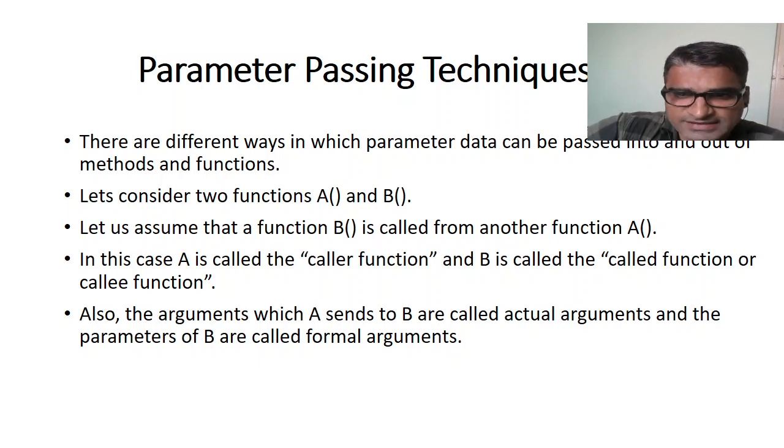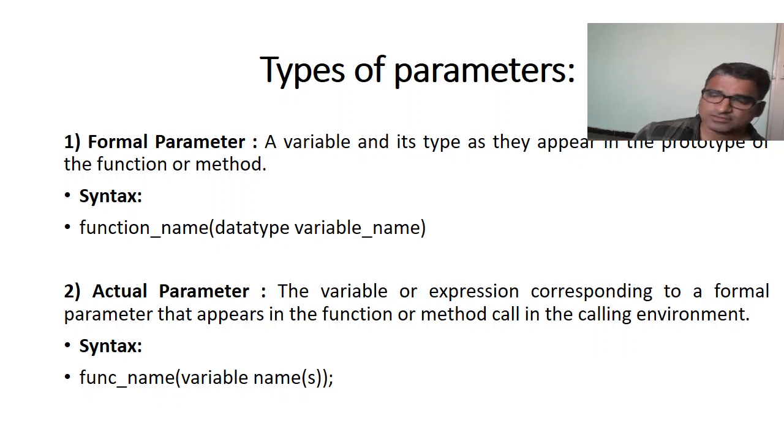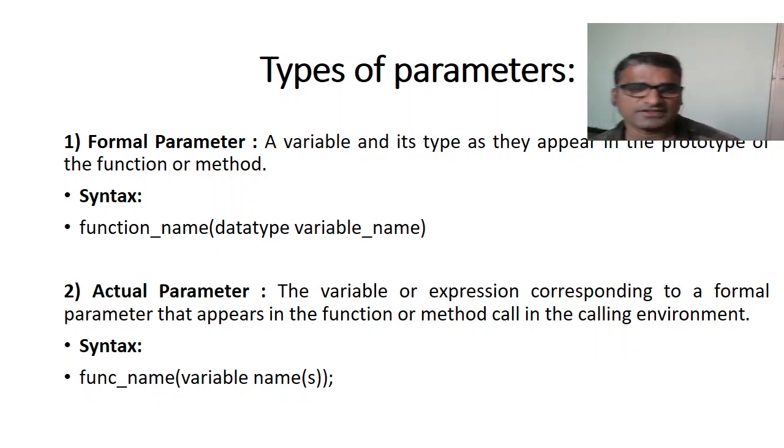When function B receives the arguments from function A successfully, the arguments received by function B are called formal parameters. So there are two different kinds of parameters we have in Java: formal parameters and actual parameters. So let us see how these parameters are defined in Java programming language.